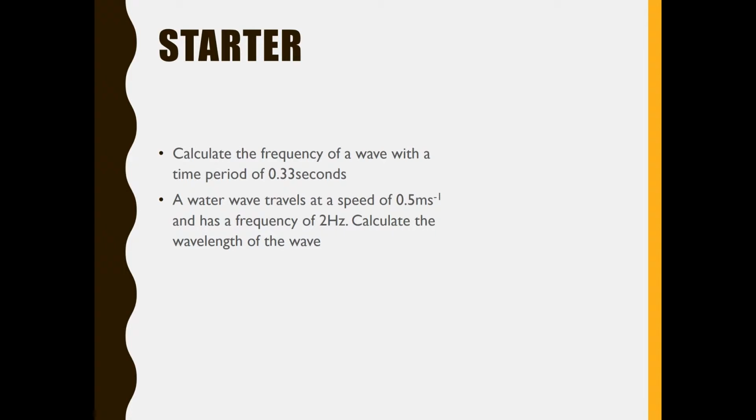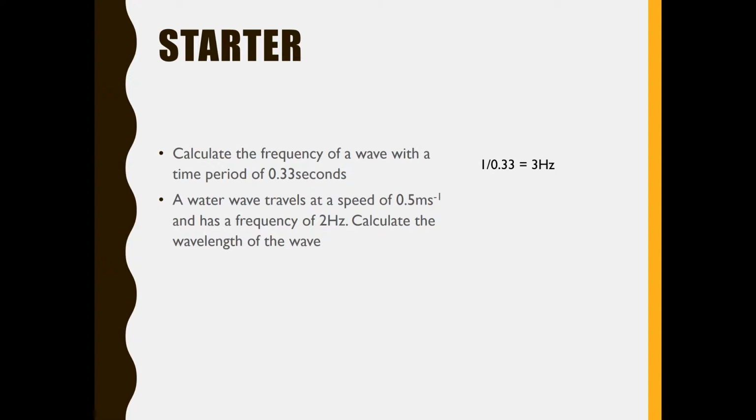Okay, so hopefully you've all managed these questions. To do the first question, what you need to do is use the fact that frequency and time period are inverse of each other, and just do 1 divided by 0.33, and that should give you an answer of 3 Hertz, which remember means 3 waves per second.